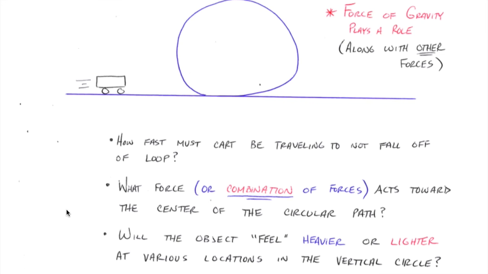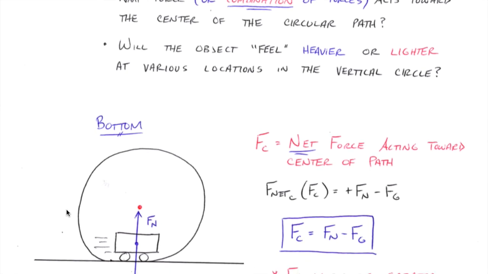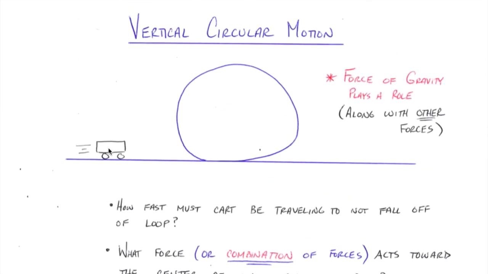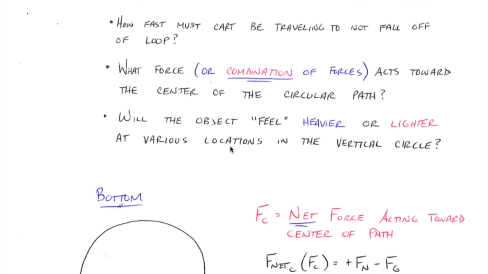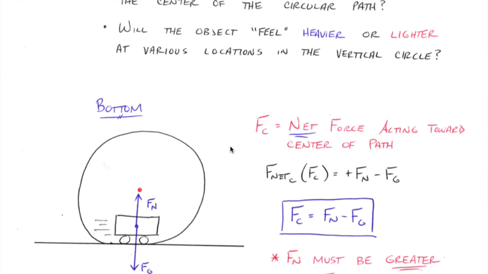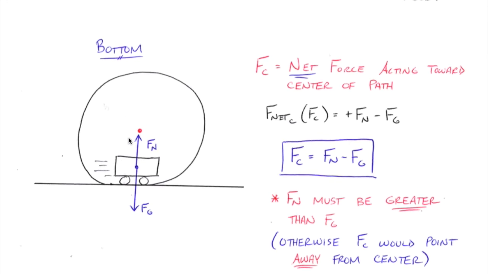So let's get right into it so we can take a look. The thing to realize is, as this roller coaster enters the loop, we're going to start to analyze the forces that act on it. So let's look at the bottom first. At the very bottom, I've drawn the forces that act on my cart, and I've drawn the center of the path so that we have an idea of which way the centripetal force should be pointing.